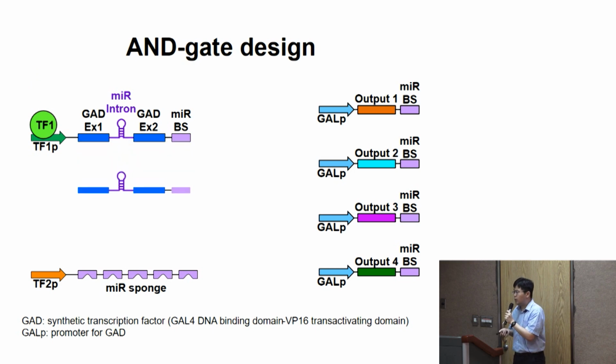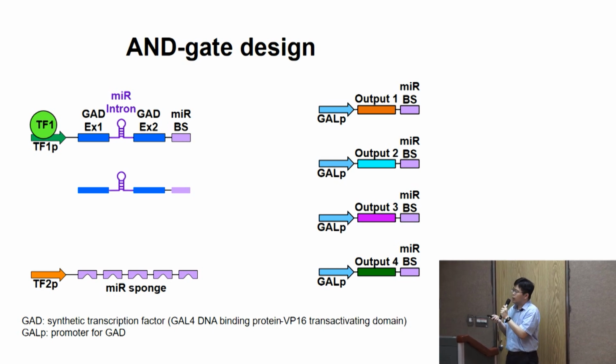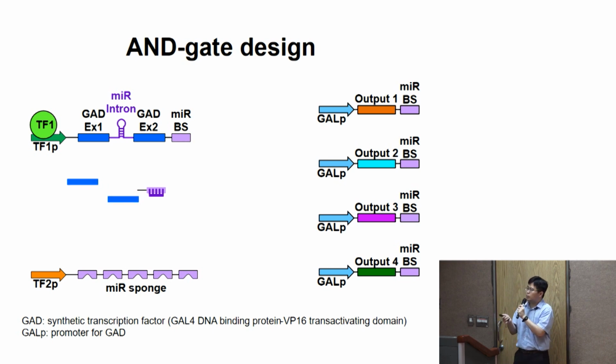So, when transcription factor 1 is active, it can bind to the sensor of module 1 and drive the expression of module 1. When we initially designed module 1, we intentionally split the GAD coding sequence into 2 exons and inserted a microRNA within. With this design, the transcript can be further processed by splicing machinery to form a complete GAD coding sequence. And the intron will be further processed by microRNA machinery to form a microRNA. Because we also put a cognate microRNA binding site at the end of the GAD transcript, this microRNA will bind to this cognate binding site and mediate the degradation of the GAD transcript. So essentially, module 1 is a self-inhibition loop of GAD production.